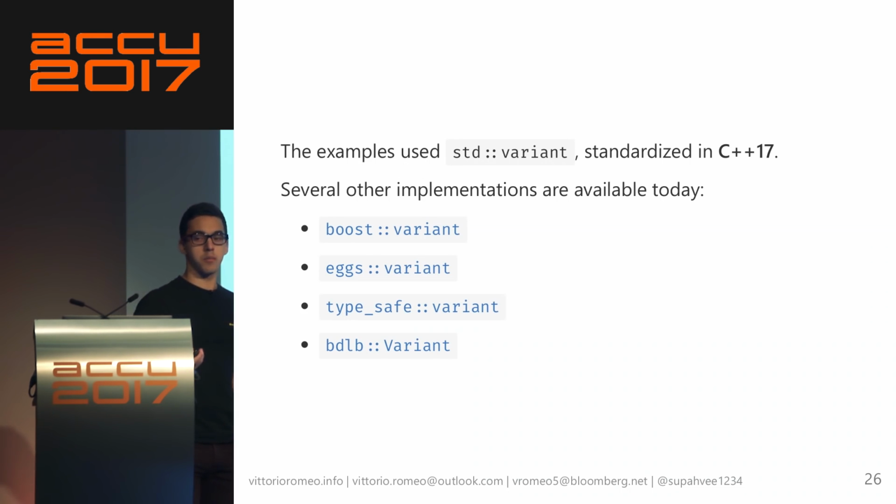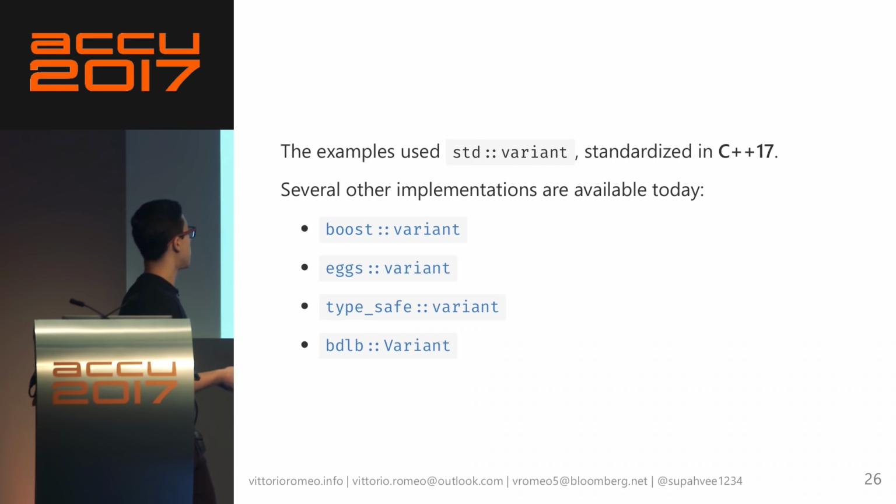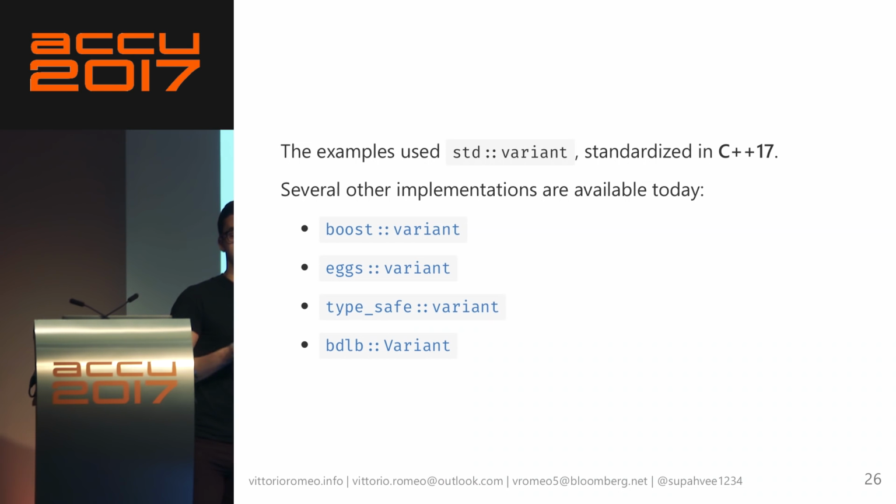So all these examples are using std::variant, which is standardized in C++17. But there are several other implementations that you can use today in your code base. Boost.Variant is probably the most famous one. Then you have eggs::variant, type_safe variant, and Bloomberg's BDE variant. All of these are open source, and you can use them even in C++03 for some of them. So there are no excuses, just use variant.